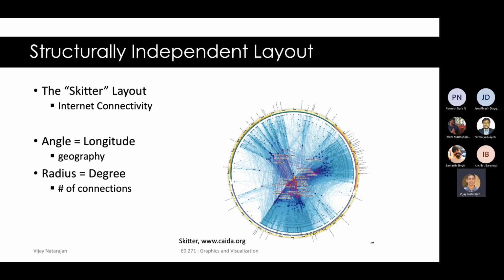One simple example is this internet connectivity graph, where the angle just shows the longitude or the geography of the particular IP. And the radius, I think, indicates the degree, the number of connections. So it's called the skitter visualization.